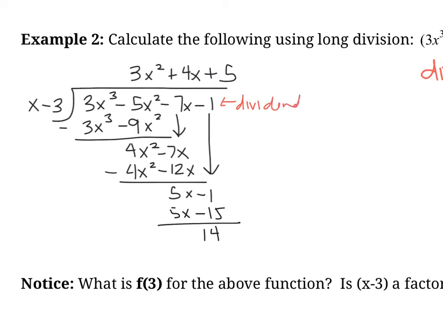So if we were to label all of these things, here is our dividend. We know that this guy here, that's our divisor. Up here, that's going to be our quotient. In this case, we do have a remainder. So this is our remainder here, a remainder of 14.